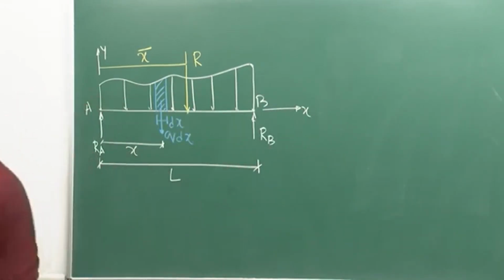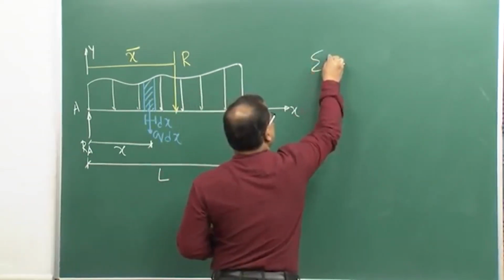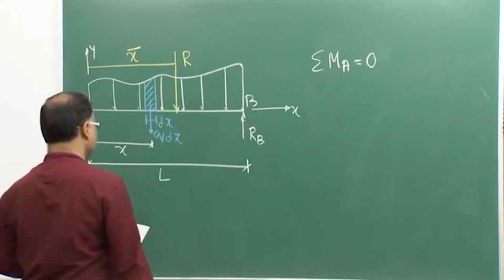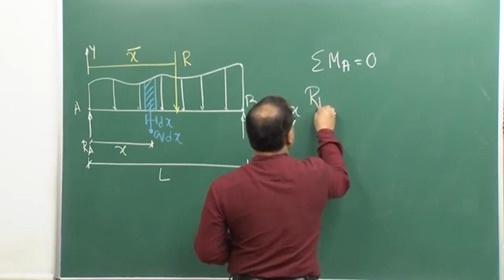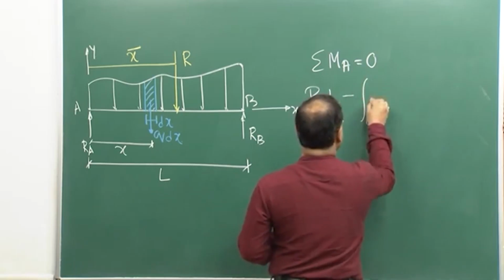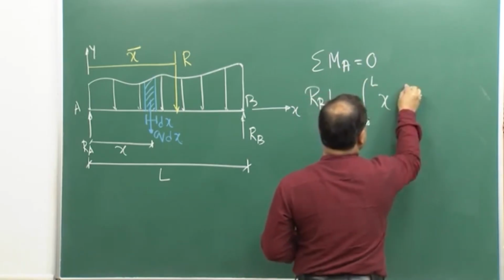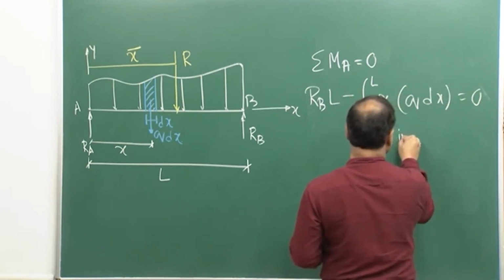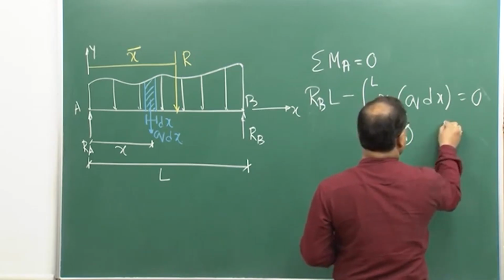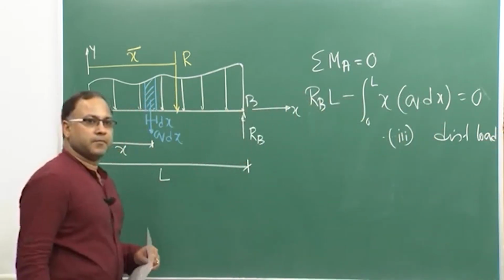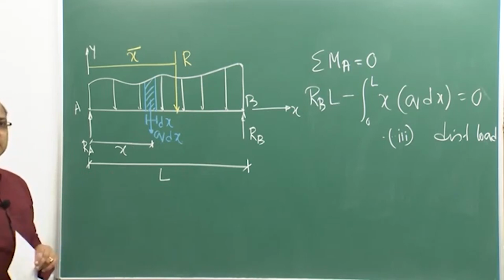Now, if you take the moment equilibrium, say suppose M A, moment with respect to a point is 0, okay, summation of all moments. Now, what can I write? R B into L, minus integral 0 to L x into Q dx equal to 0. So, that is equation 3 from distributed load consideration. This is the equation coming from the moment equilibrium condition.